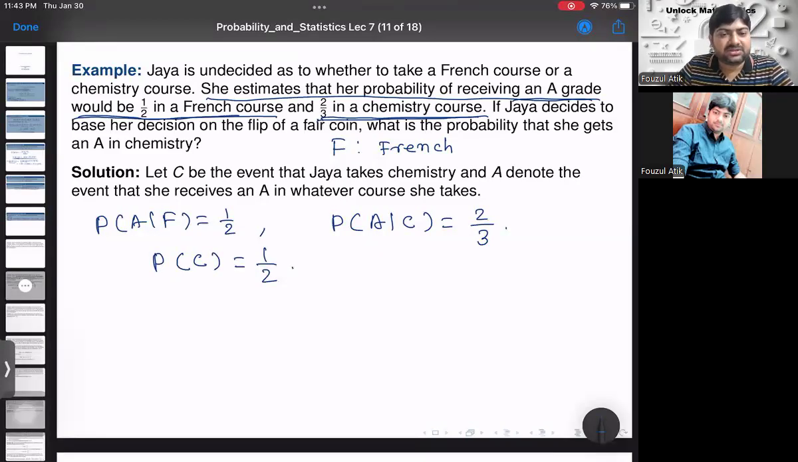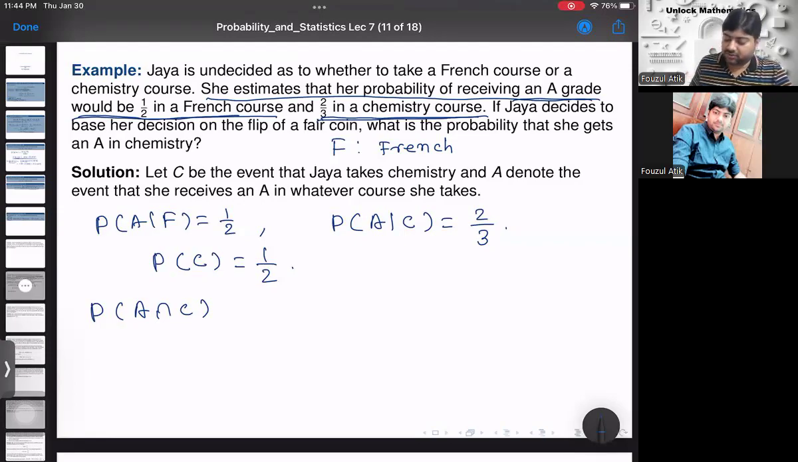And now what you have to find out is, what is the probability that she gets an A in chemistry? That means she received a grade A and in chemistry. That means both the events are happening, that she received grade A in the subject chemistry. So basically you have to find the probability of A intersection C. Correct? So this much is given and you have to find P of A intersection C.